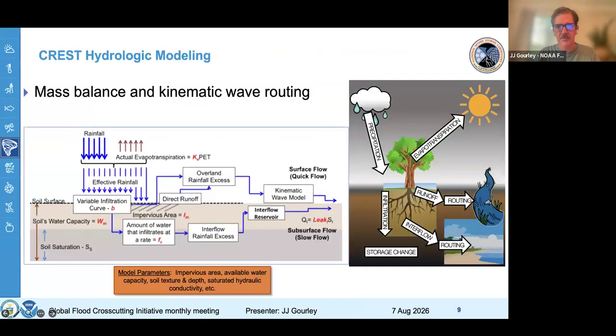And I put in just a couple pictures of the CREST model for those who aren't familiar with it. This is what we use. It's fairly simple. I would say this is a very standard kind of hydrologic model setup, and we depend on the VIC concept for generating runoff, or variable infiltration curve.